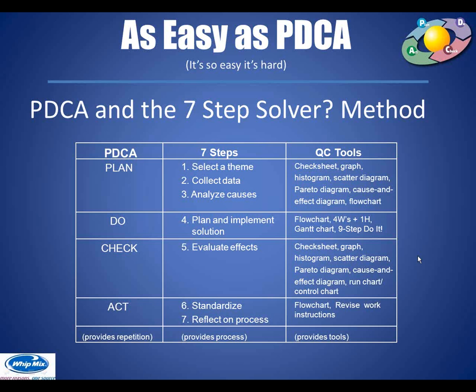Under the plan section, we're going to select a theme. We're going to collect data. We're going to analyze that data and try and identify what is the root cause. Under the do, we're going to come up with our plan and roll out an implementation. Under the check, we're going to look at how do we evaluate the effects of our improvement. What we did, did we do the right thing? And then we're going to act on that data with standardize and reflect on process.